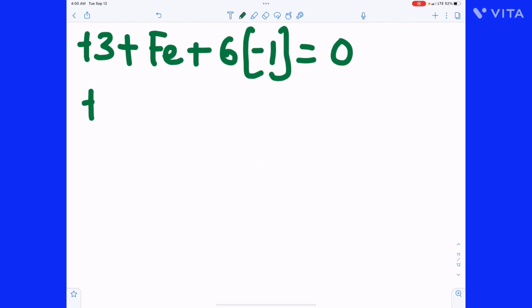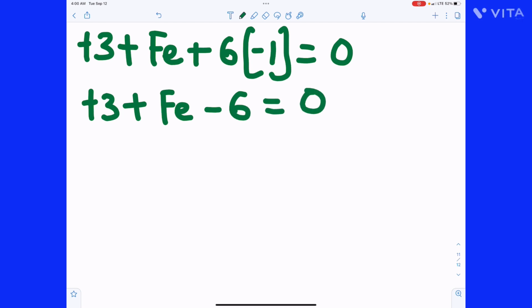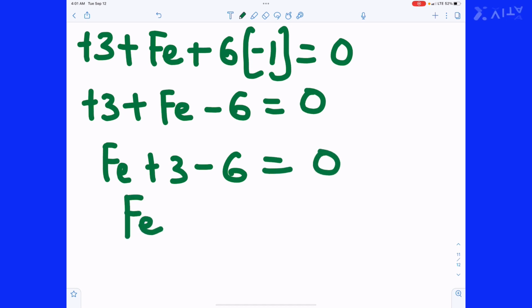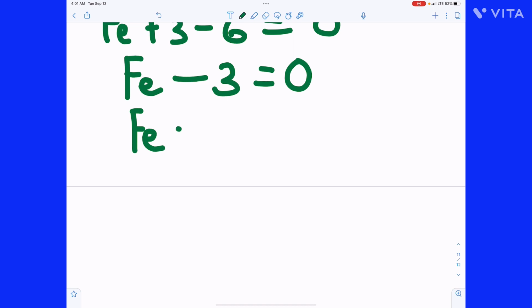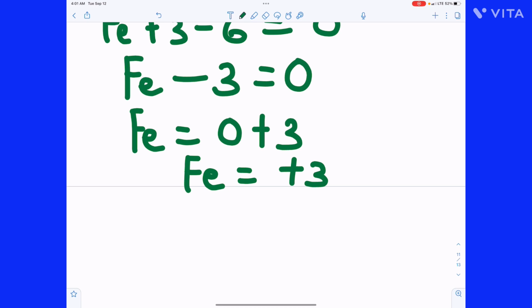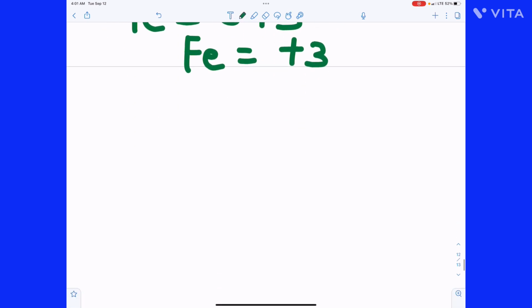So plus 3 plus Fe minus 6 is equal to 0. That's Fe plus 3 minus 6 is 0. Fe minus 3 is 0, and that gives you Fe is 0 plus 3. Fe is plus 3. That means the charge of iron in this compound is plus 3.